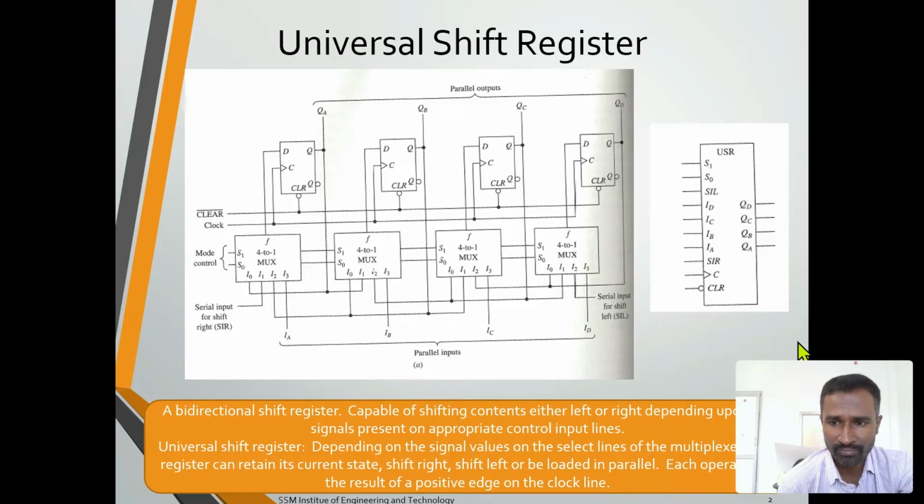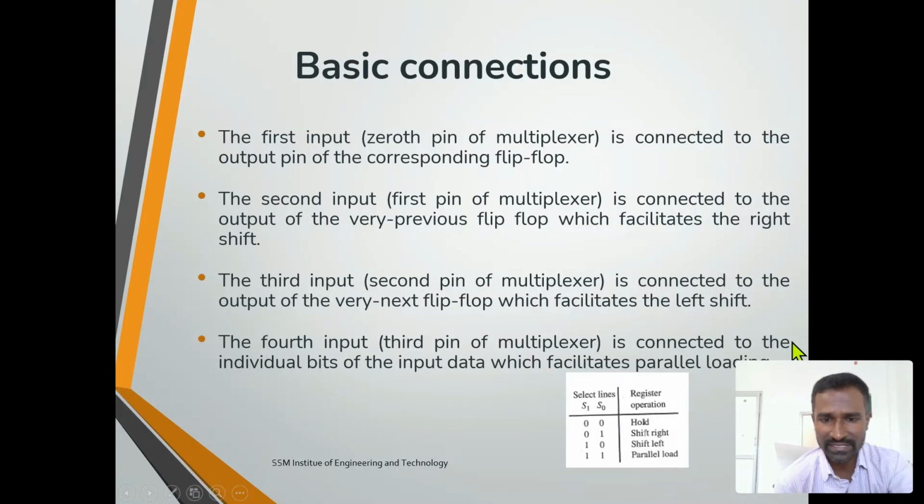Let's see the basic connection. This is the basic connection I used here. The operation of the selection lines is 00, 01, 10, 11. If it is 00, no operation is performed; it acts as a delay, like a memory hold operation. If it is 01, meaning S0 is enabled, the register performs a shift right, 10 represents shift left, and 11 represents parallel load operation.